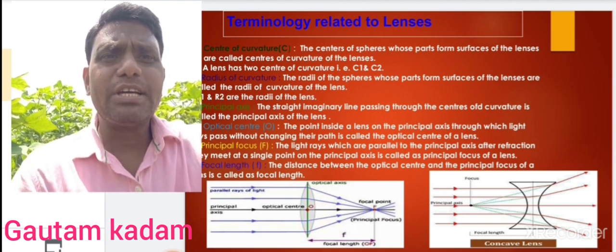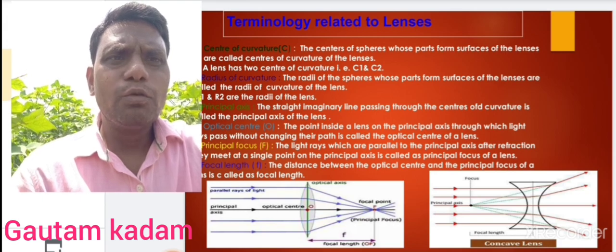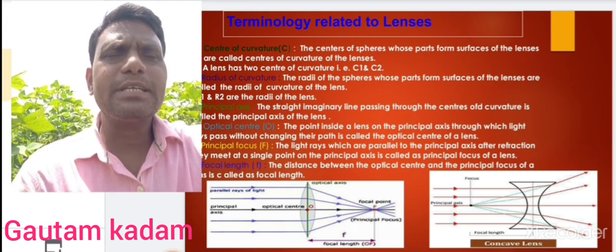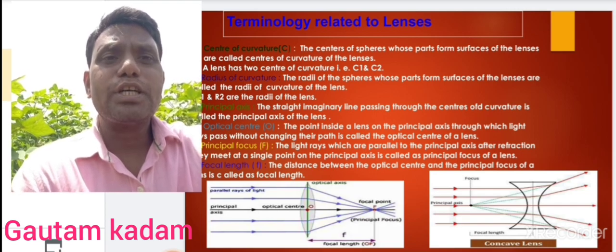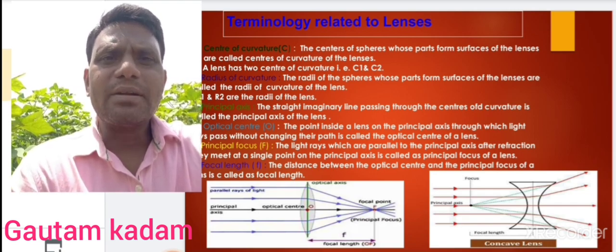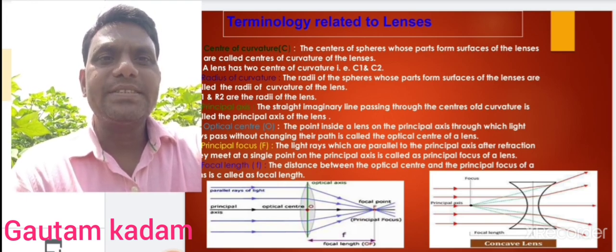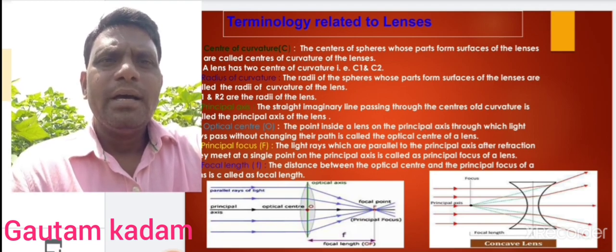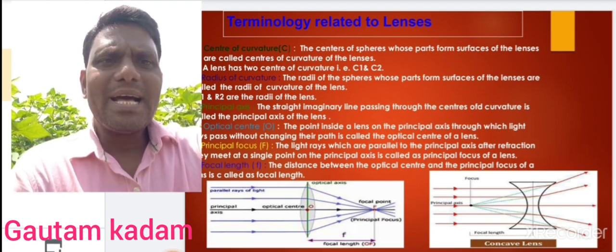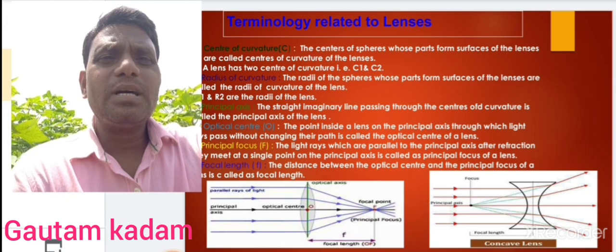Radius of curvature. The radii of the spheres whose parts form the surfaces of the lenses are called the radii of curvature of the lens. R1 and R2 are the radii of the lens. Now principal axis. The straight imaginary line passing through the centers of curvature is called the principal axis of the lens.